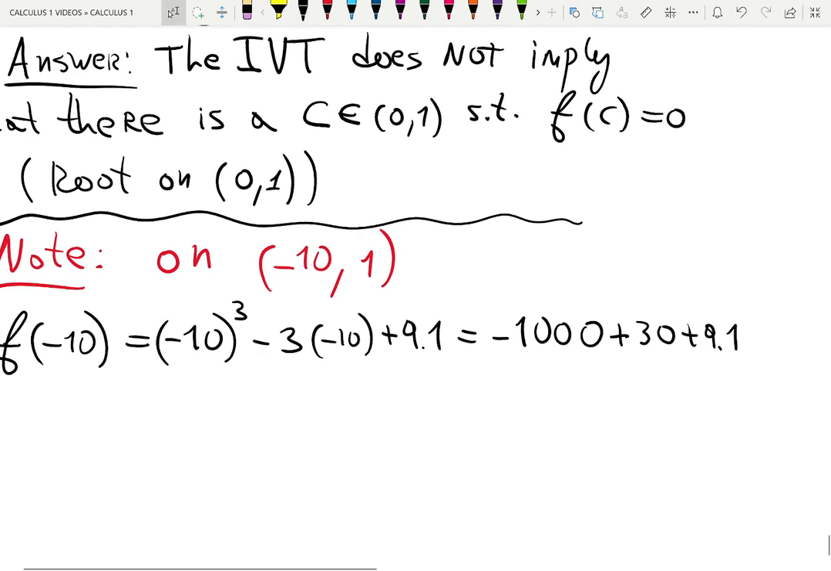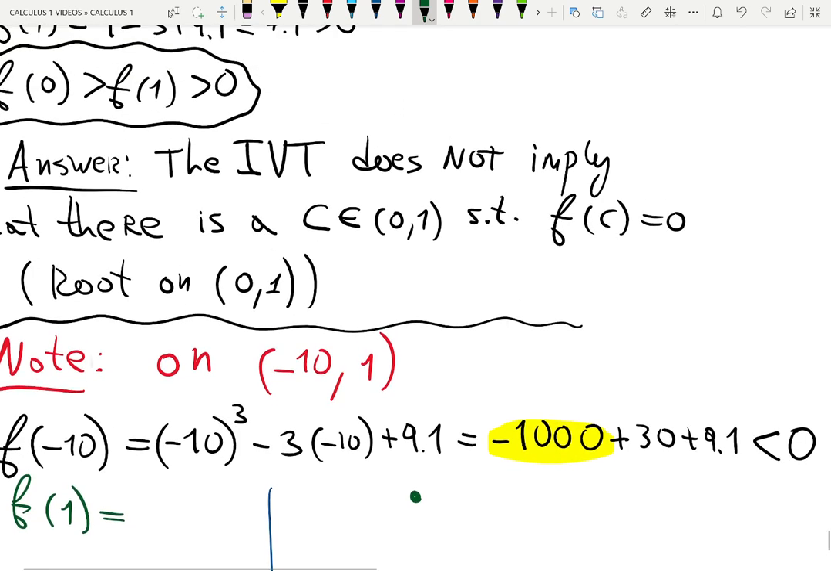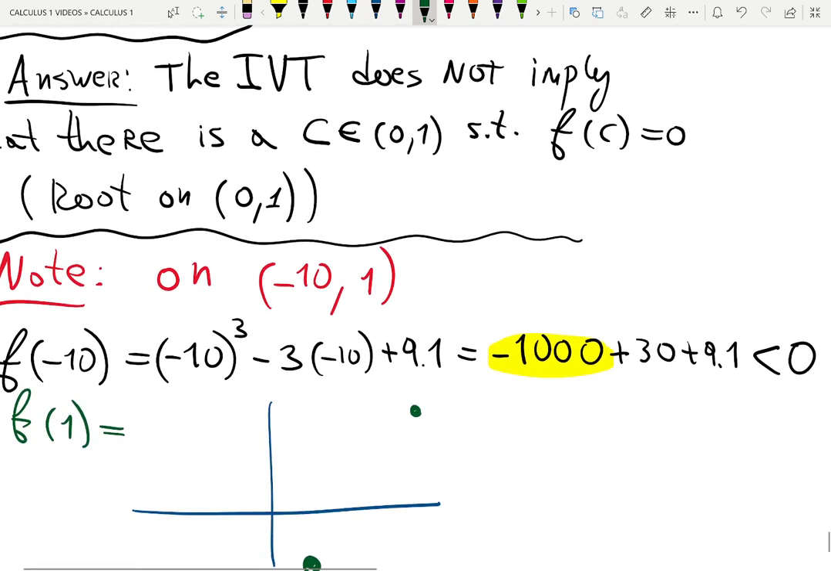I don't even have to know what value that is. I just need to say that it is negative. Well, you can see that the negative 1,000 is much larger than the other two numbers, two positive numbers. In this case, I definitely know that the function was negative, and then the function became positive at 1. And at 1, as we already calculated, it was 7.1.